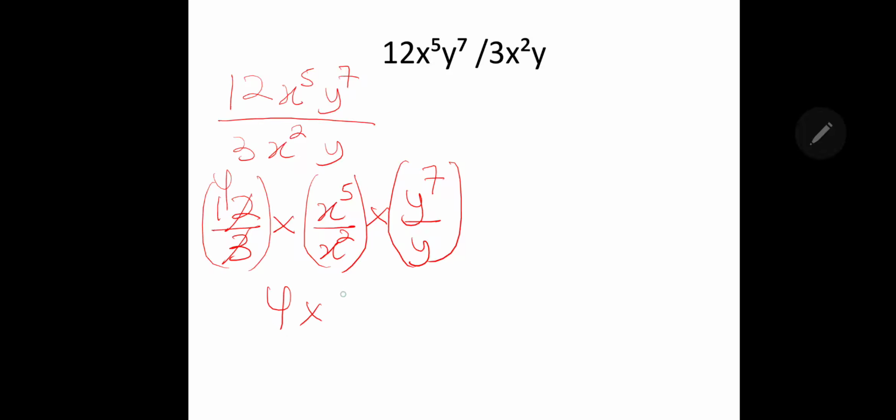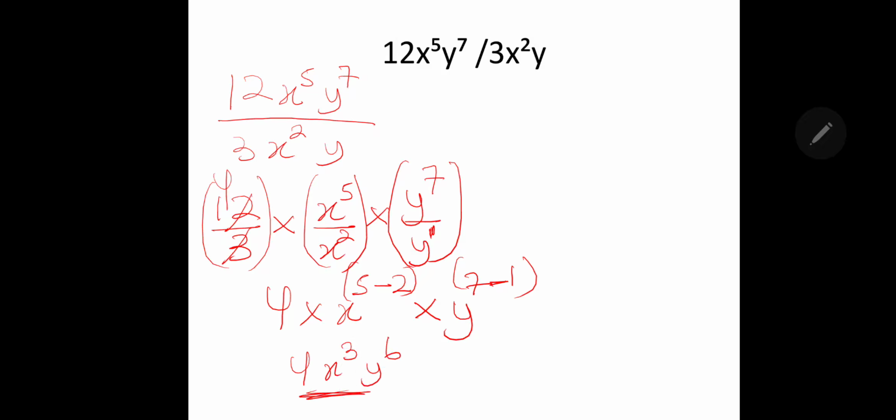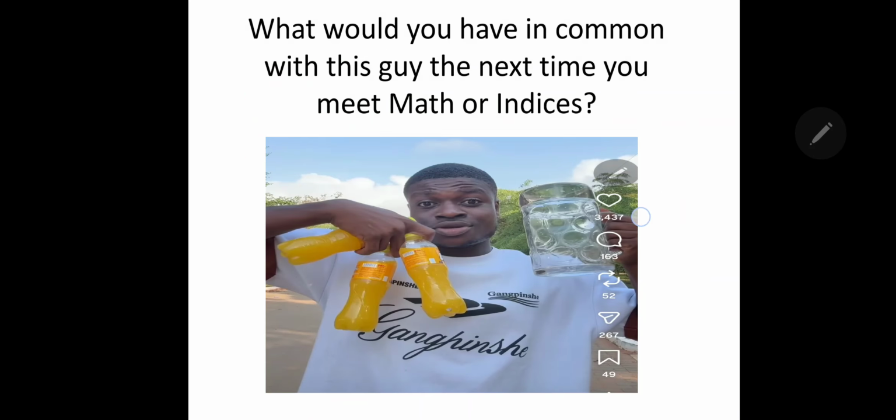Then the second law: when two same bases are dividing, you subtract their index. Even if you don't remember the place where the law is, just remember that when two same bases are divided, subtract the index. And I told you y is the same as y to the power 1, so we subtract 1. So you get 4x cubed y to the 6, and that is your final answer.